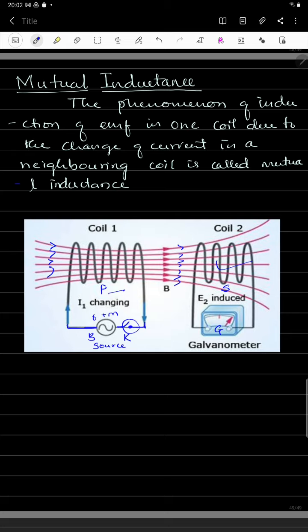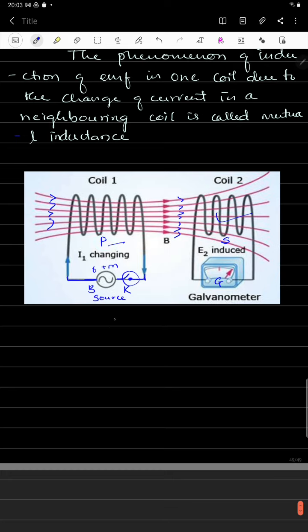And when the key is released, the current in the primary coil also decreases from the maximum to 0. So the magnetic flux linked with the coil decreases. As a result, an EMF is again induced in the secondary coil, which opposes the decay of the current in the primary coil. Thus, whenever you change the current in the primary coil, an EMF is induced in the secondary coil. This is nothing but the mutual inductance.